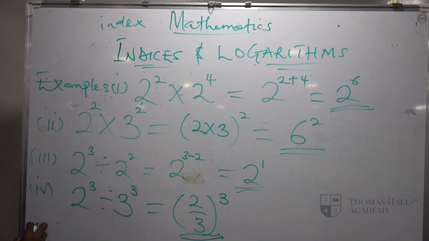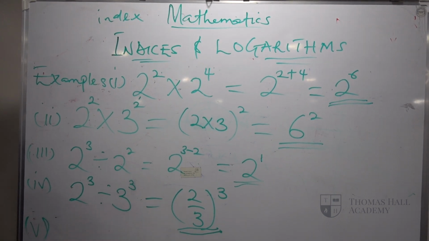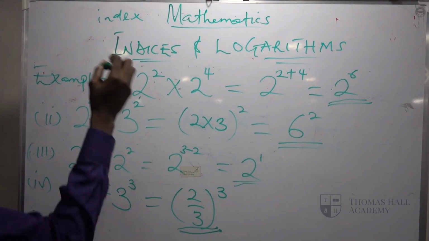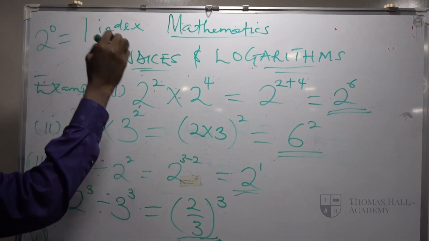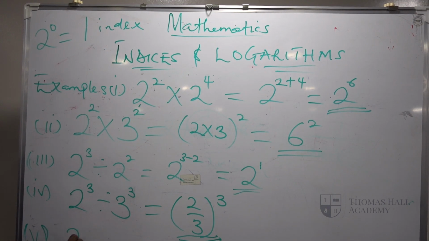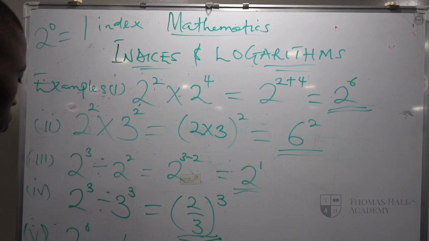Now, there's another thing I would like us to know in indices. We have been taught all those rules. Anything raised to power 0 is equal to 1. 100 raised to power 0 is equal to 1. 1 million raised to power 0 is equal to 1. A raised to power 0 is equal to 1. Let's just have that at the back of our mind.